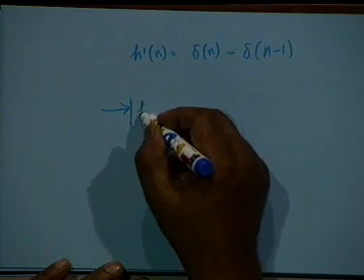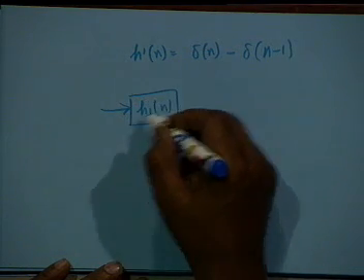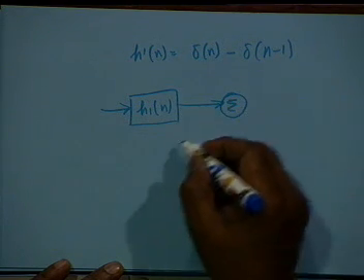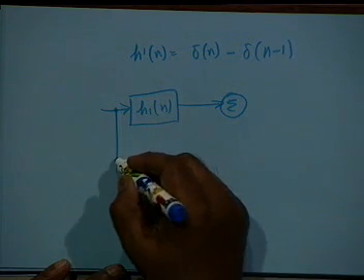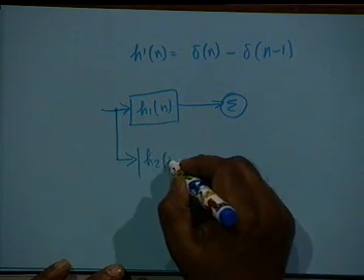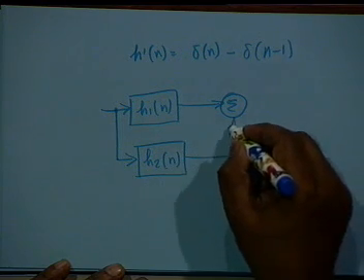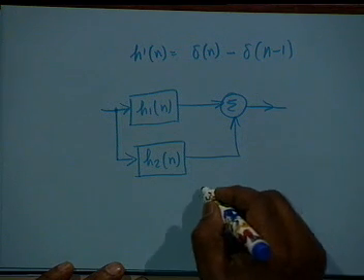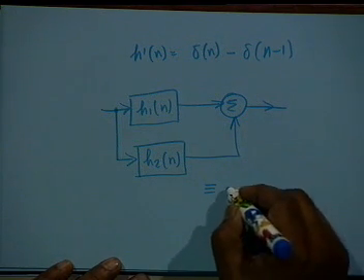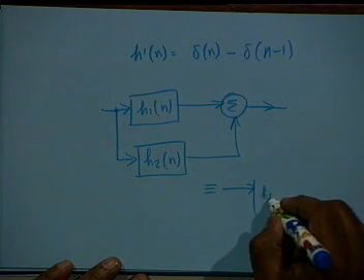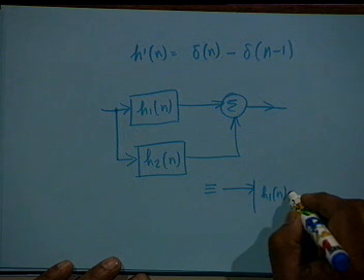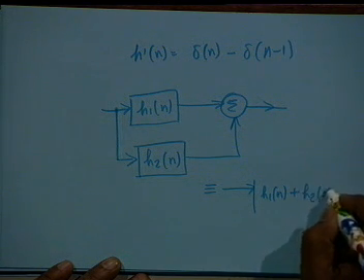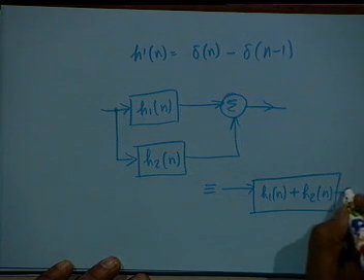Now, this was the case of cascade, that is H1 was cascaded to H2. If I have a parallel interconnection, system H1 of n is in parallel with H2 of n, then this is equivalent to a single system in which the impulse response is H1 of n plus H2 of n, because there is parallel processing.